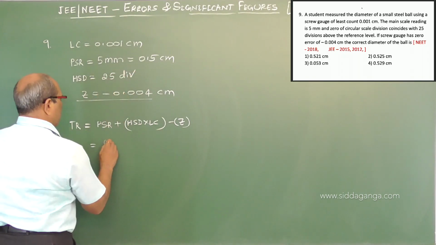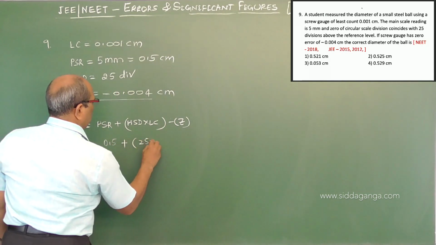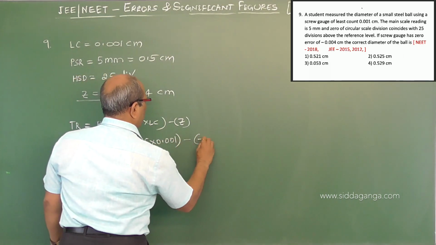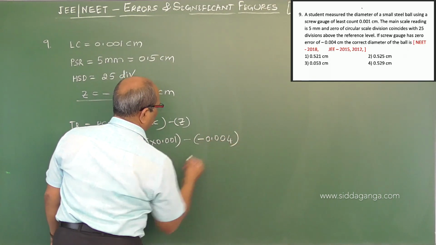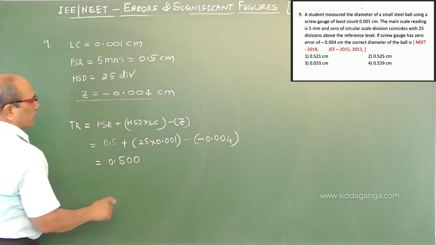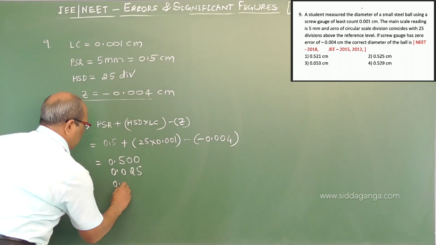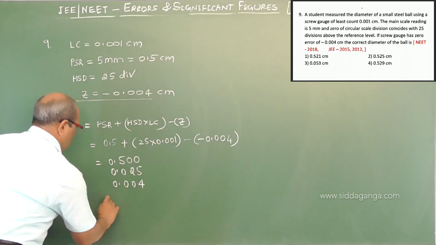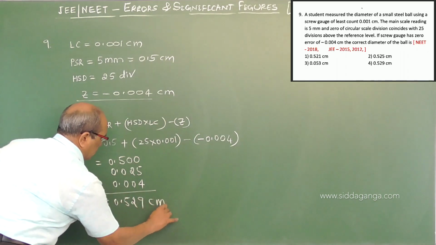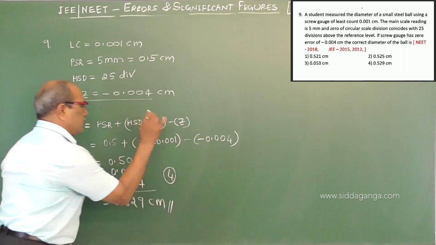So that is 0.5 centimeter plus 25 into 0.001 minus of minus 0.004. For your simplification, I write like this: 0.025, 3 digits, and 0.004, 3 digits. The sum is 0.529 centimeter. The correct option is the fourth one.